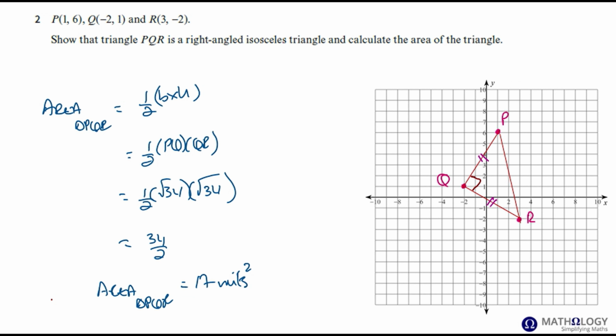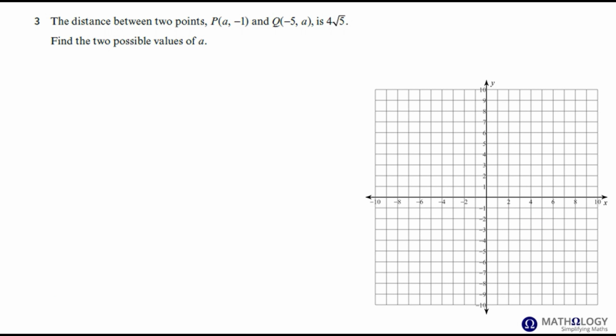square units. The distance between 2 points P(a, -1) and Q(-5, a) is 4 root 5. Find the two possible values of a. Okay, now because we don't know what a is, we can't plot the point, so the grid's not going to be helpful here. We are just going to apply the distance formula.